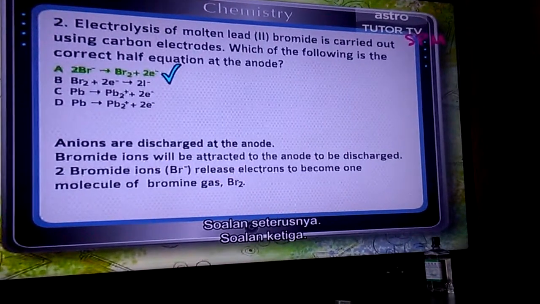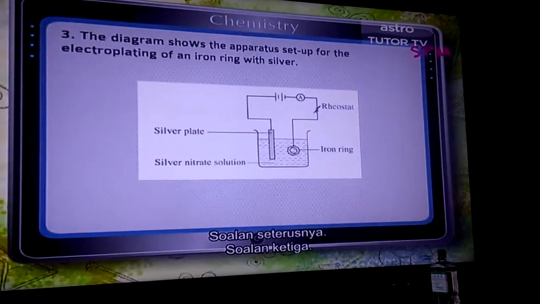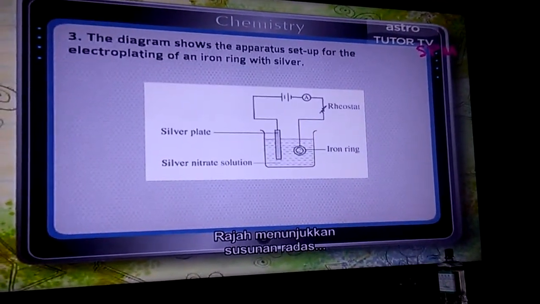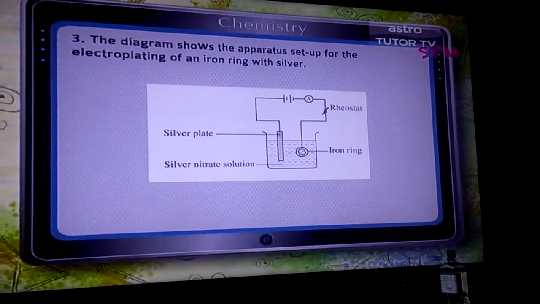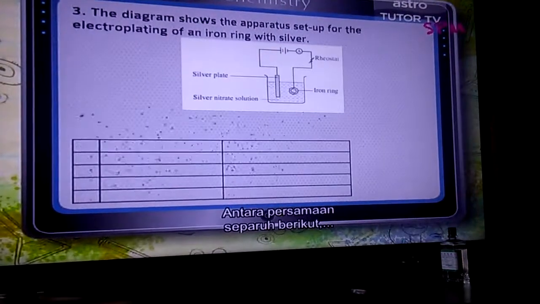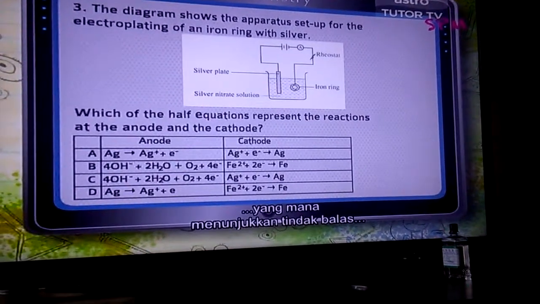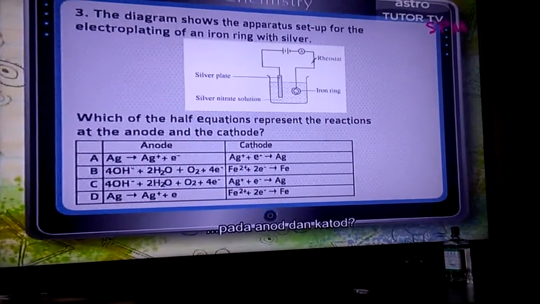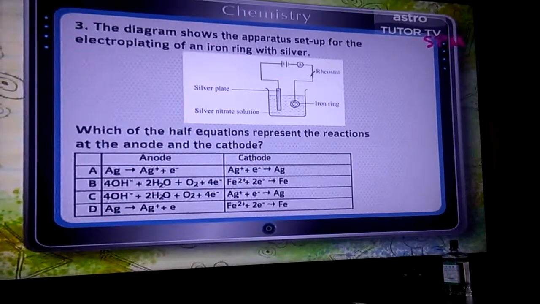Exactly! You're on a roll. Next question. 3. Diagram shows the apparatus setup for the electroplating of an iron ring with silver. Which of the half equations represent the reactions at the anode and the cathode?